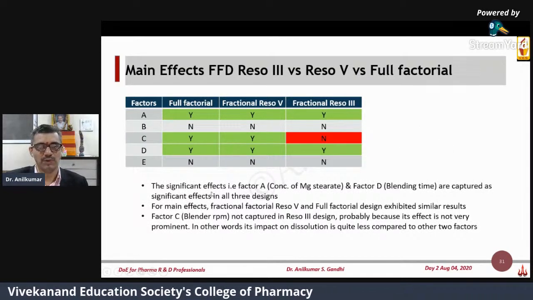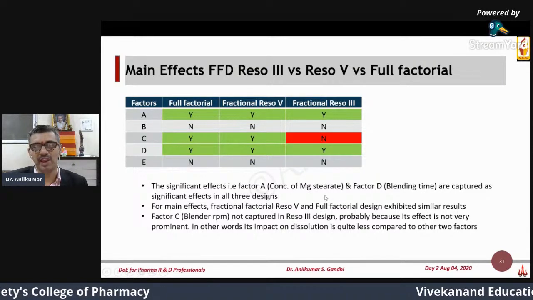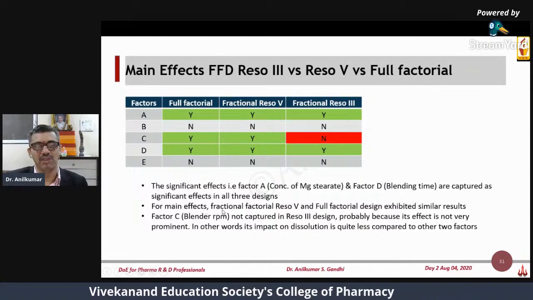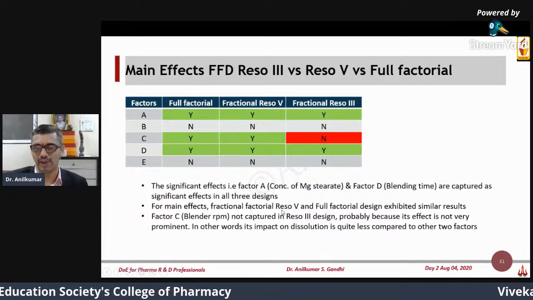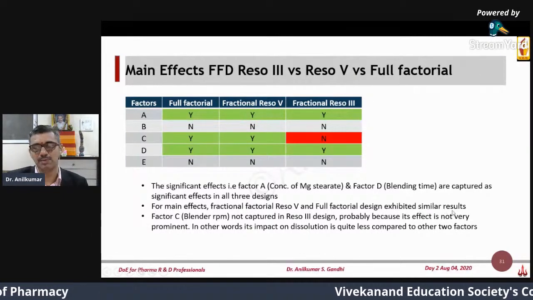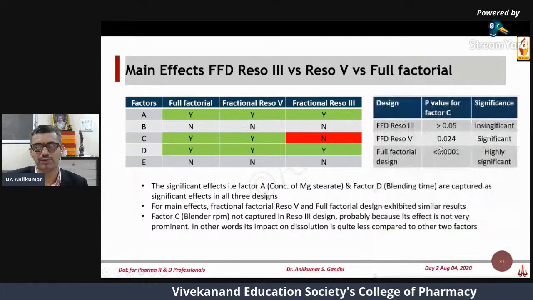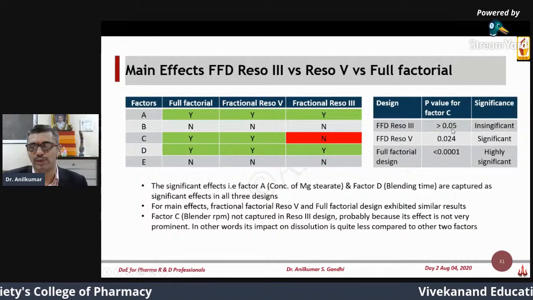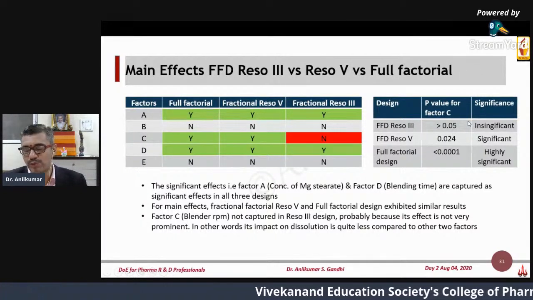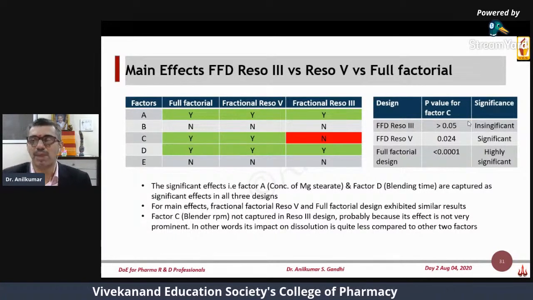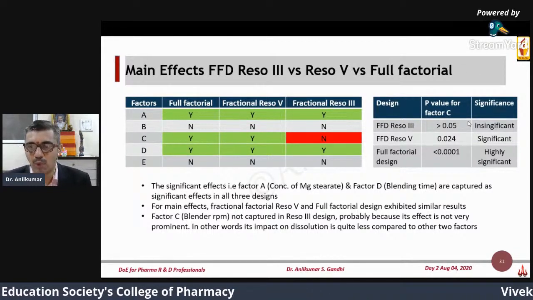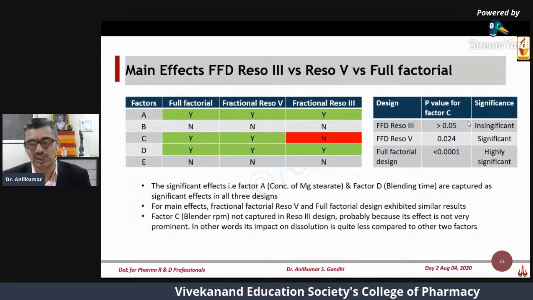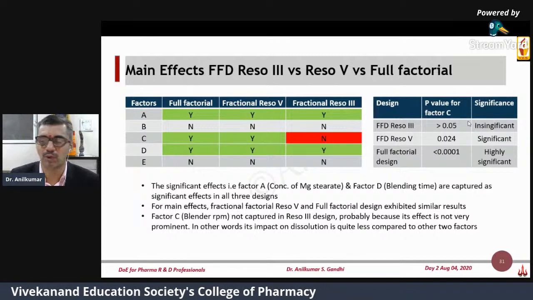Okay, so this is what we are seeing. Significant effects of A and D are captured in all 3 designs, and you have the main effects in fractional factorial resolution 5. All these exhibited similar results. Okay, now what happened to factor C? Now, if you see here, the p-value which is determined, okay? Also, we have to remember that the p-value is determined based on the data that you generate. The more experiments we do, the more responses that we generate and feed into the software, it will become more and more accurate.